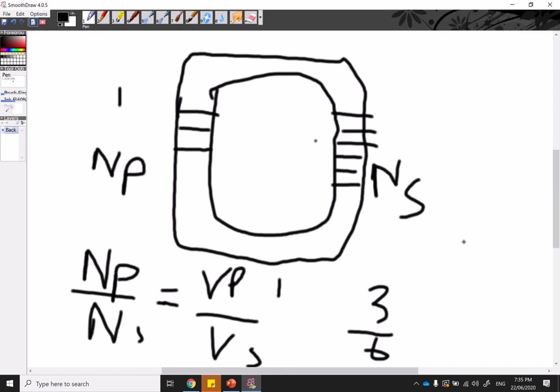So a transformer increases the voltage or decreases the voltage. The one you see here increases the voltage from say 1 to 2, 3 to 6. And a transformer that increases the voltage is called a step-up transformer. Vice versa, a transformer that decreases the voltage is called a step-down transformer.